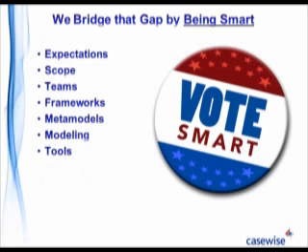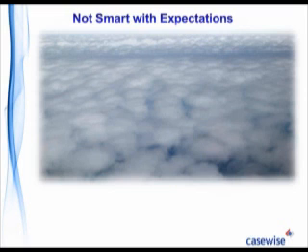And what we want to talk about today is this notion of being smart, or smart EA. We're going to step into the voting booth and pull the lever on smart, around 7 core concepts or aspects of enterprise architecture. Those are expectations, scope, teams, frameworks, meta models, modeling, and finally tools. As a matter of note, there are others, but these are the areas that we're going to focus on in today's discussion. So let's start with expectations.